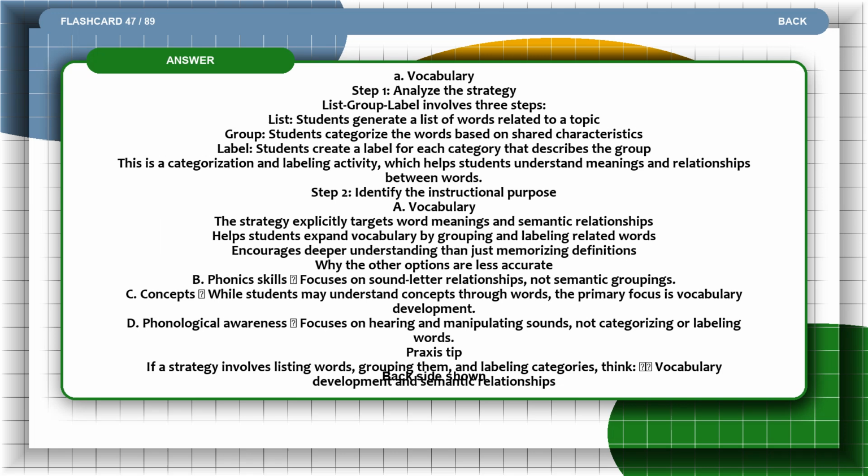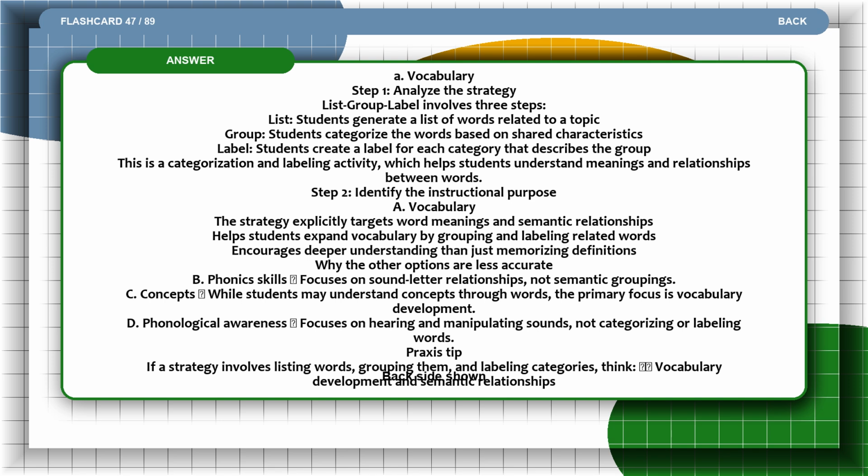The answer is A. Vocabulary. Step 1. Analyze the strategy. List-group-label involves 3 steps. List: students generate a list of words related to a topic. Group: students categorize the words based on shared characteristics. Label: students create a label for each category that describes the group. This is a categorization and labeling activity, which helps students understand meanings and relationships between words.